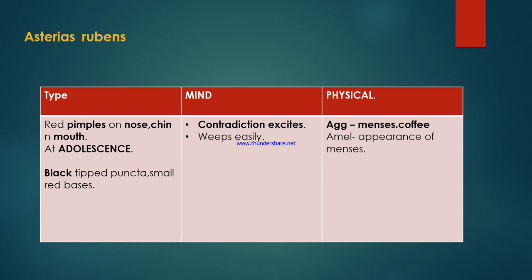What will be the mind symptom of Asterias rubens? We all know that Asterias rubens cannot bear contradiction. There will be a lot of anger with contradiction, they will become very angry, and they can weep easily also. What is the aggravation? On the physical plane, there will be aggravation during menses, and with coffee, and amelioration on the appearance of menses.